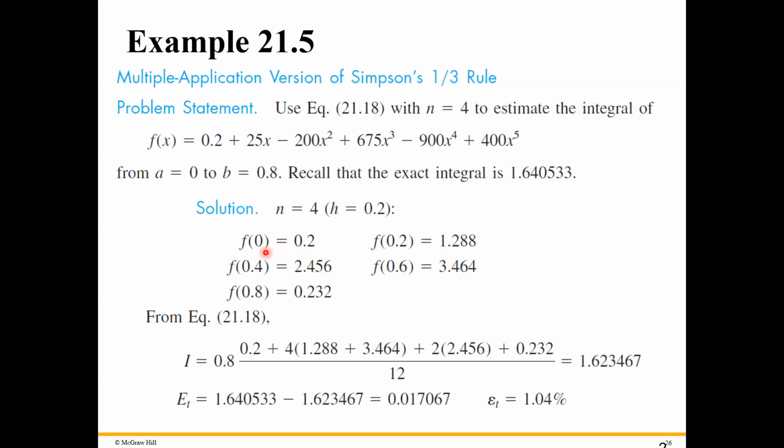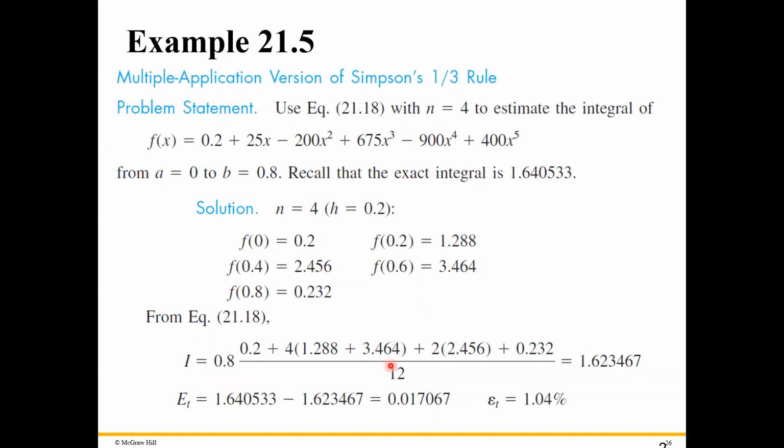You will take the value of the function at the first point, and then the value of the function at the second point, which will be multiplied by 4. Then you take the value of the function at the third point, which will be multiplied by 2. Then the value at the fourth point, multiplied by 4. And then you take the last point, so it will be 0.232.